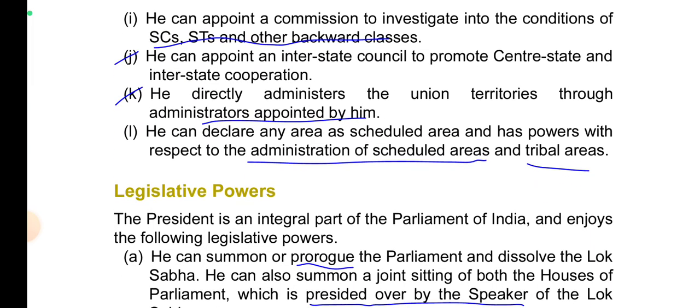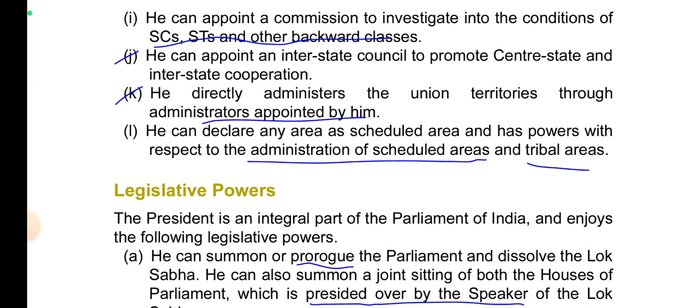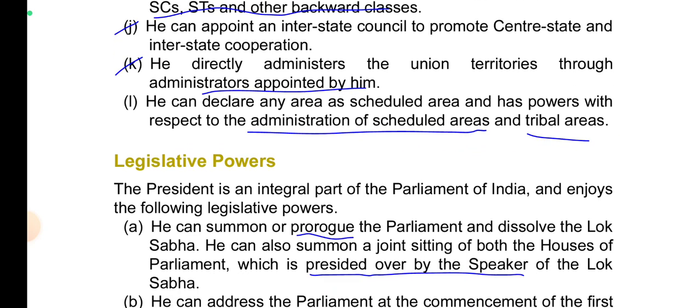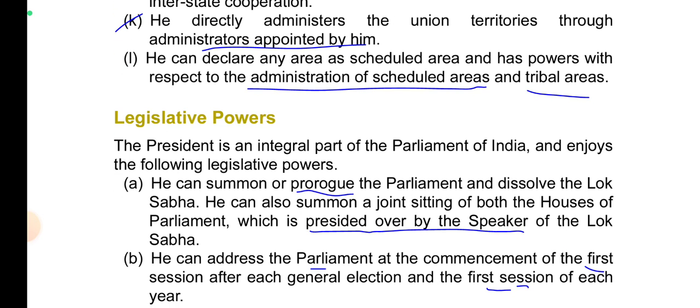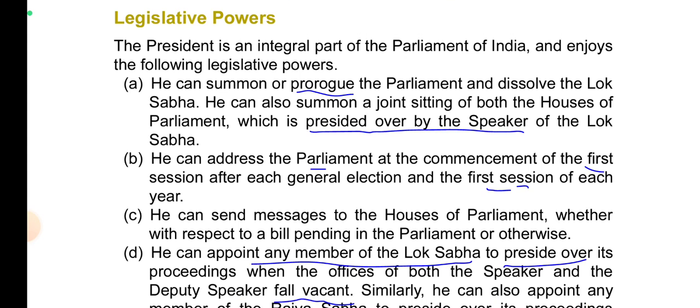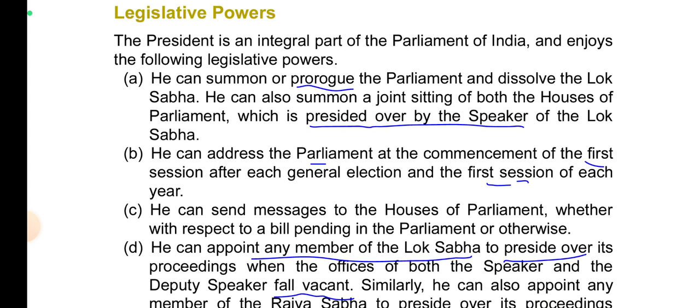He can appoint a commission to investigate into the conditions of SCs, STs and other backward classes. He can appoint an interstate council to promote center-state and interstate cooperation. He directly administers the Union territories through administrators appointed by him. He can declare any area as scheduled area and has powers with respect to the administration of scheduled areas and tribal areas. Legislative powers. The President is an integral part of the Parliament of India and enjoys the following legislative powers.